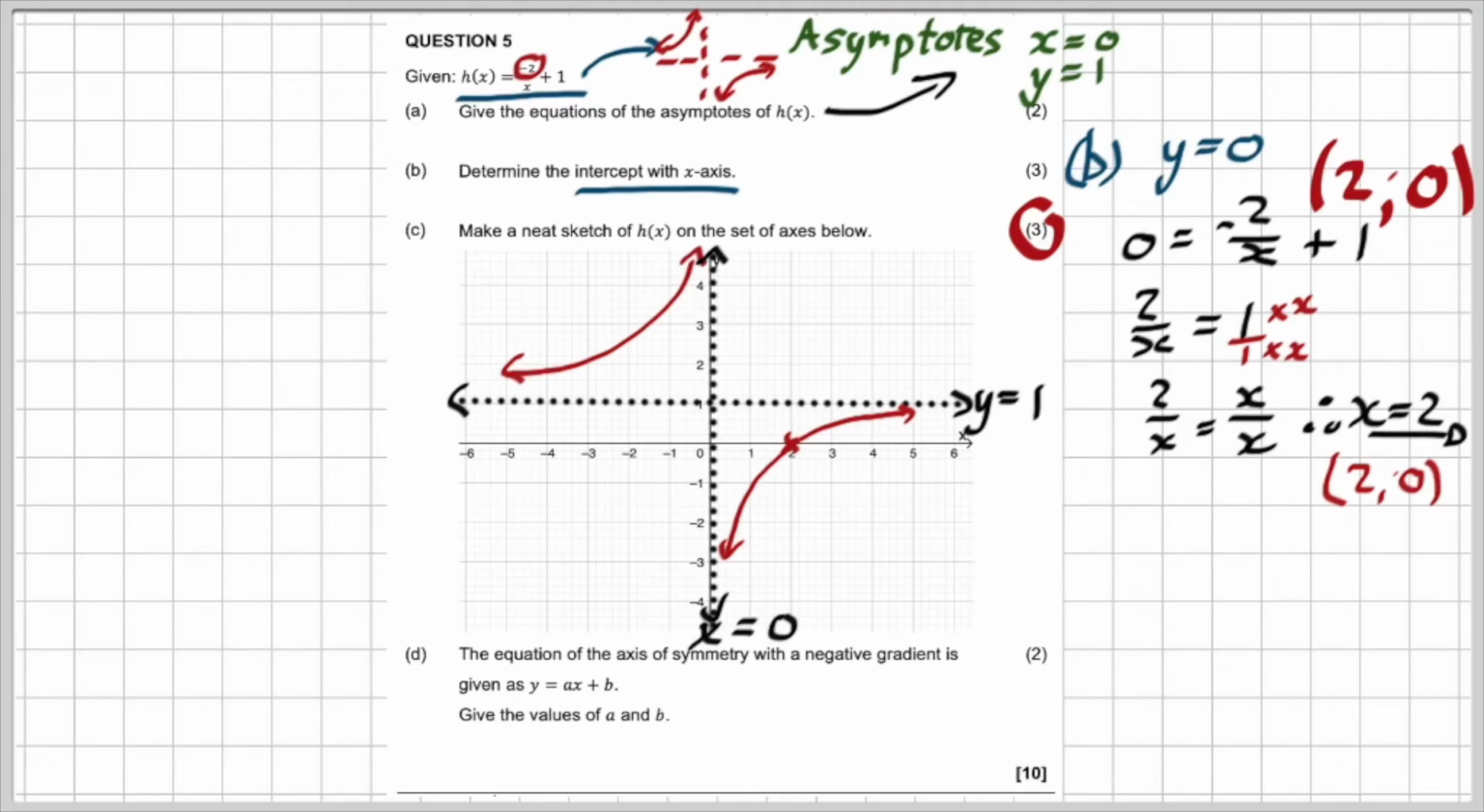Okay? Now let's quickly look at question D. Question D is one of the favorite questions in hyperbolas: the equations of the axes of symmetry. Remember, there are 2 axes of symmetry. I'm going to draw them in pink. One of them is going to lie there, but let me do it so that it doesn't look like a solid line. So one of them is going to be there, and one of them is going to be there.